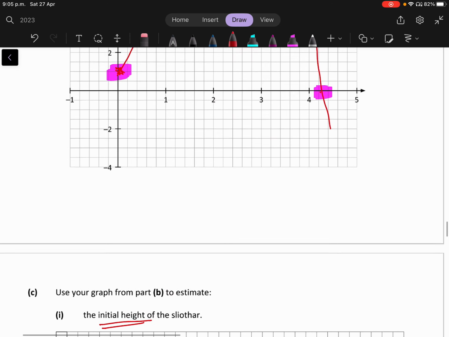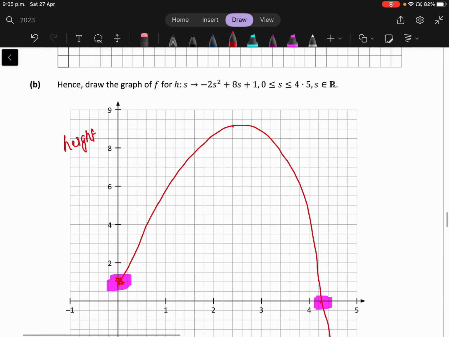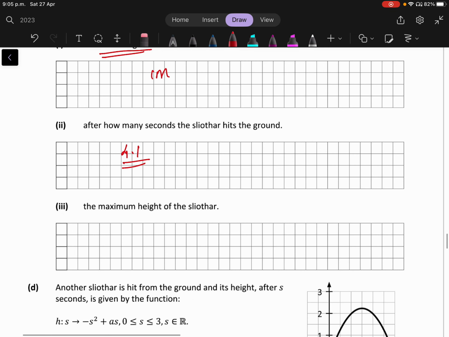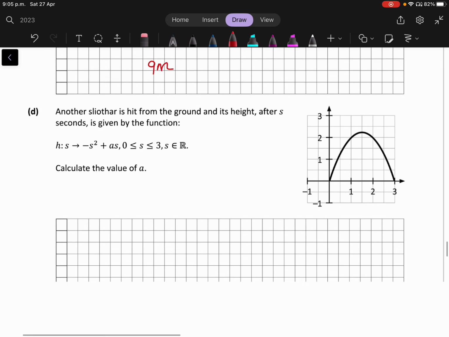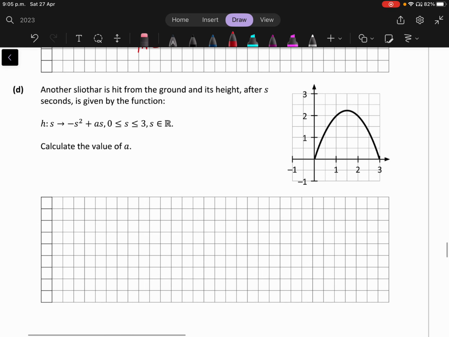And the maximum height, you have to find what is the maximum height. When you plot it, you will actually get it. The maximum height is 9 meter. Okay, they have given another graph.